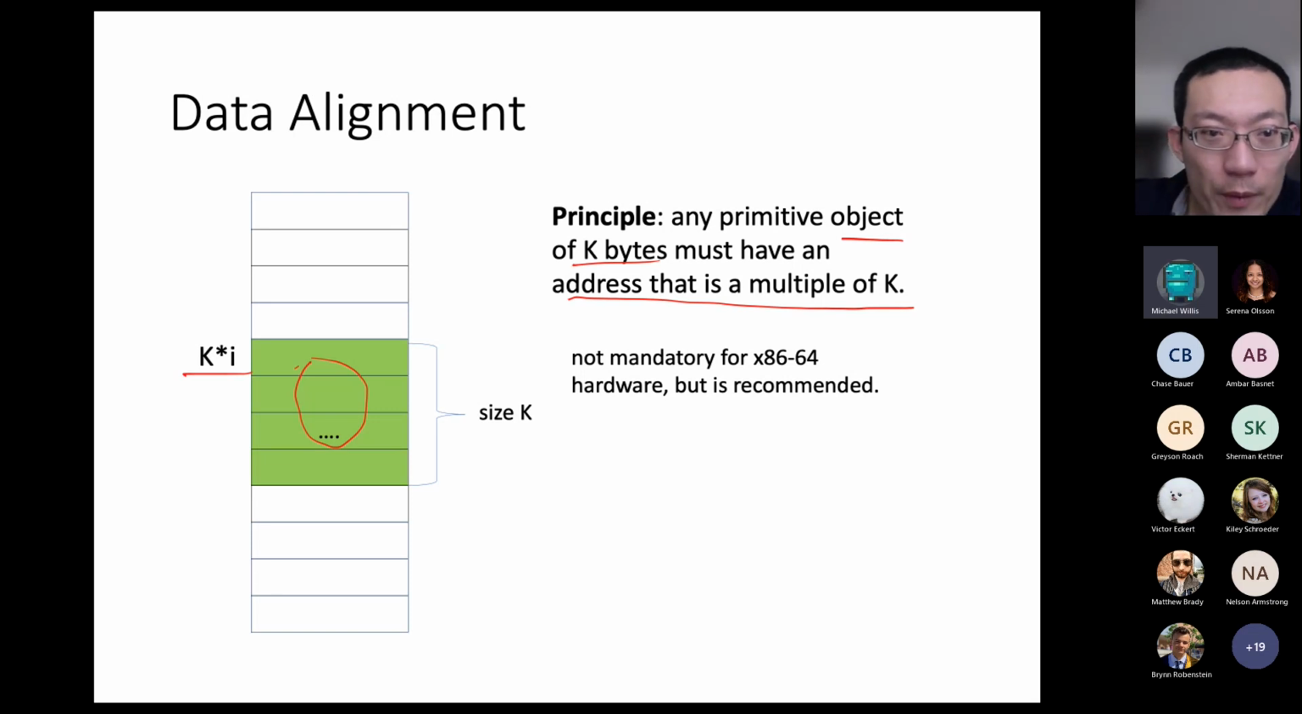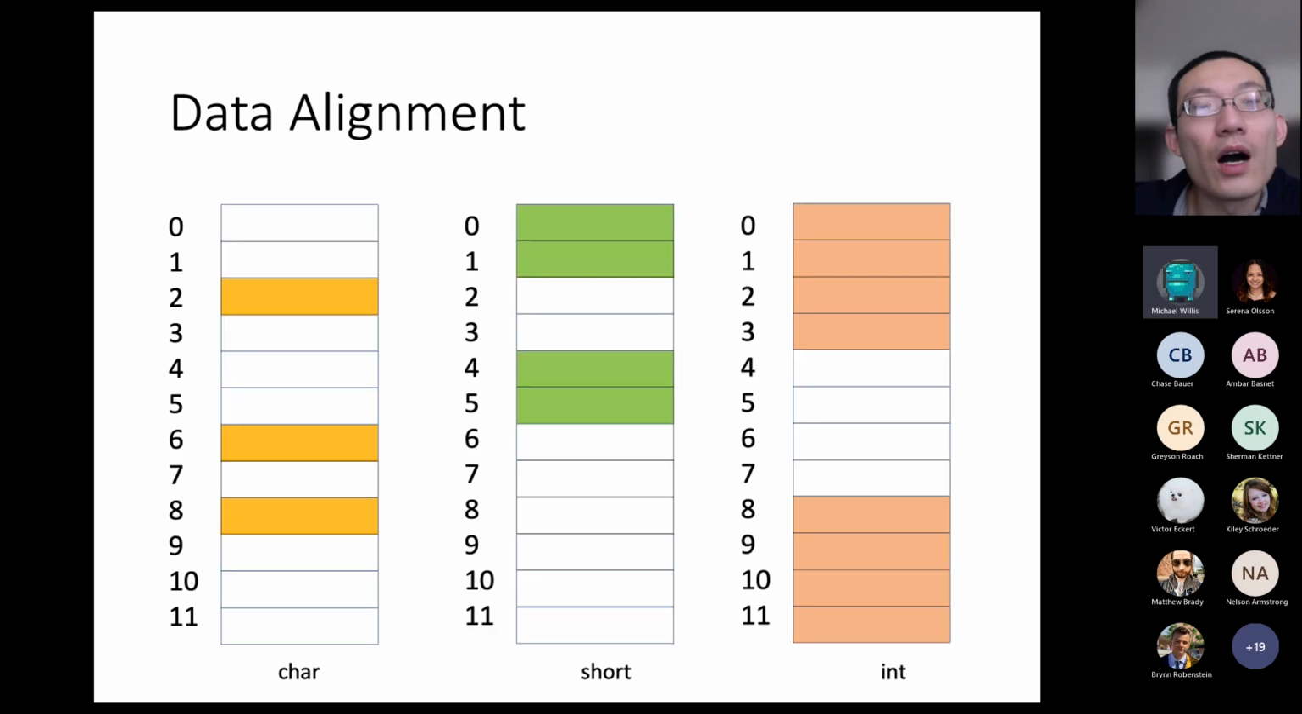That means when we store one variable or object in our memory, we have preference about the starting address. The starting address is gonna be the multiple of k. That's the reason we sometimes have empty space in the memory.